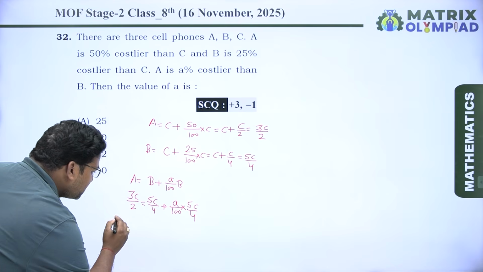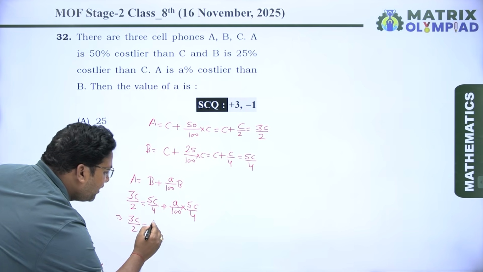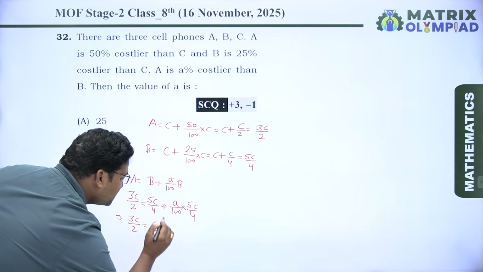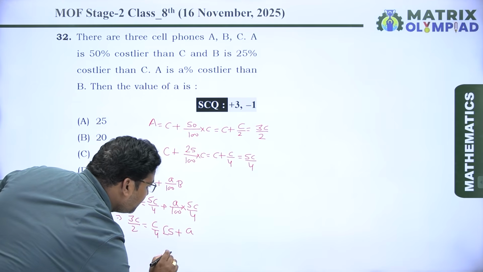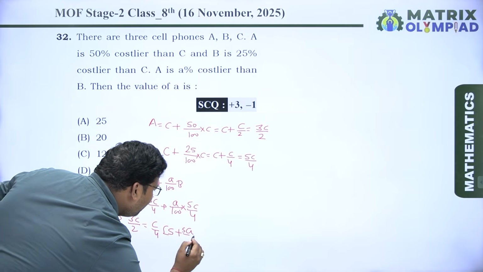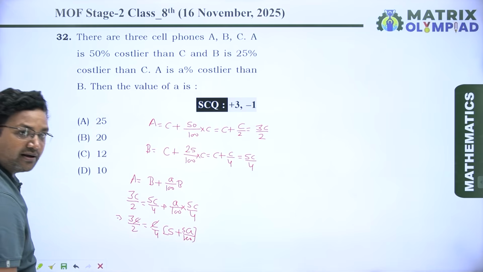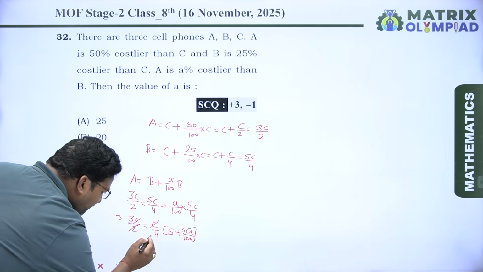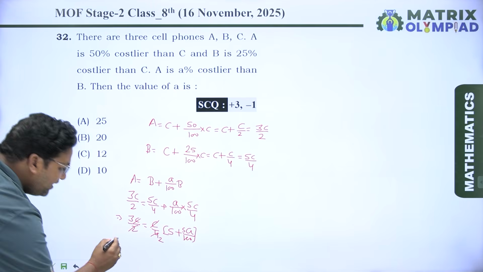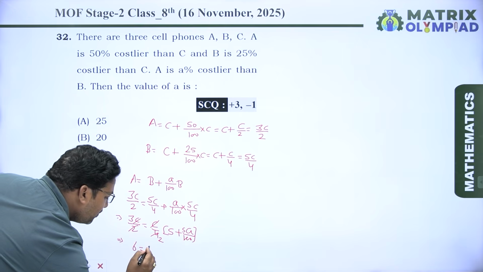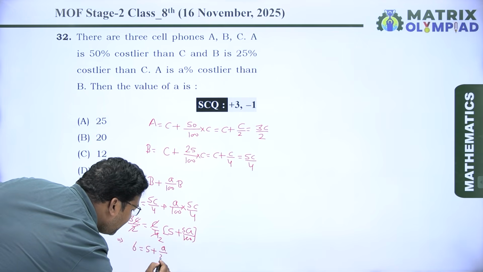Now we have to solve this equation. So it is 3C by 2. From here I can take common C by 4. So this equation becomes 5 plus a into 5a upon 100. Here you can see C and C are cancelled out. 2 and 4 are cancelled out by 2 times. Now we have to multiply this 2 on this side. So this equation becomes 6 equal to 5 plus 5a by 100. It means a by 20.